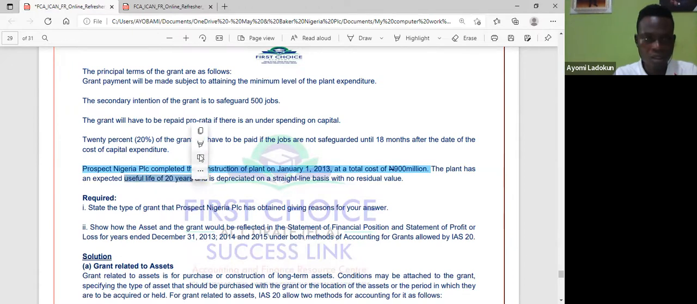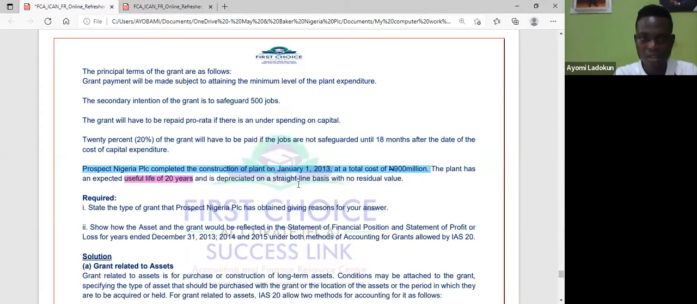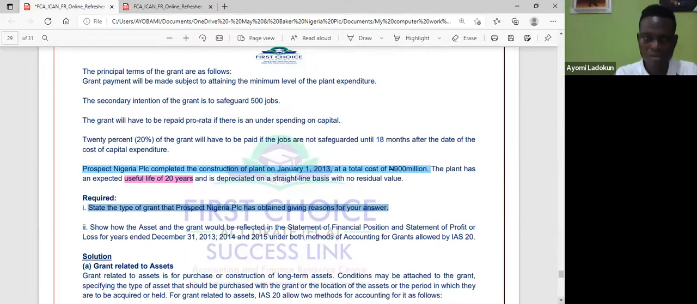So this is the life of the assets, and it's depreciated on a straight-line basis with no residual value required. State the type of the grant that Prospect Nigeria has obtained and give reasons. We already said it. This is related to assets because a grant from the government is related to construction of a project. Okay, what's it called? Plant. Okay, so that's it.